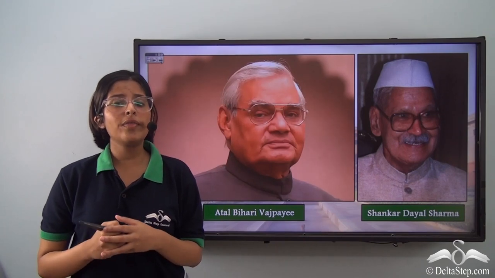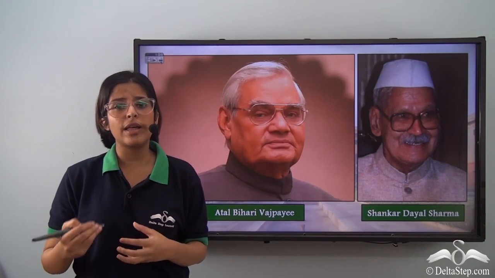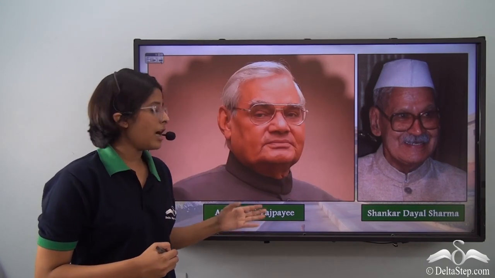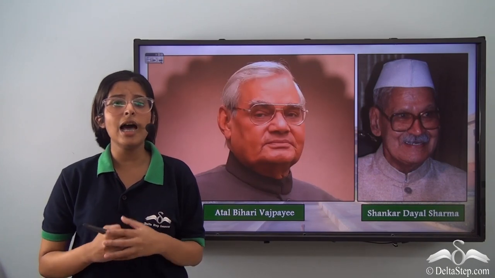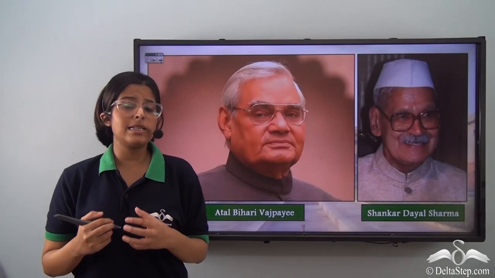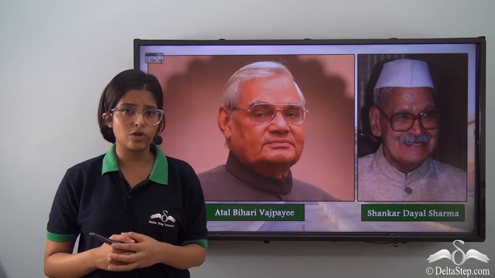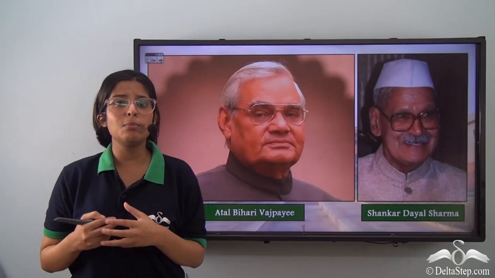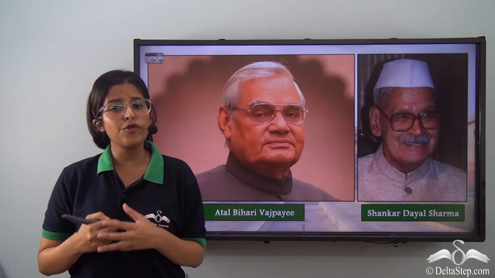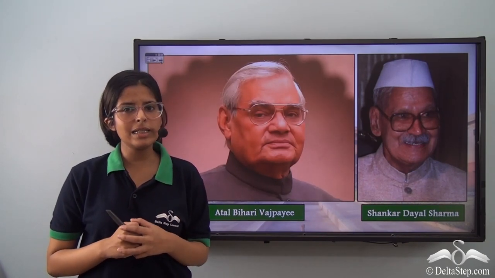After this, when they had to prove their majority in the Lok Sabha, they failed to get the support of the members of the Lok Sabha. And so, Atal Bihari Vajpayee had to resign after 13 days of staying in office. So, as you can see, when no one party gets a majority in the Lok Sabha elections, the president has the power to appoint any person as the prime minister who he feels will be able to form a stable government at the center.